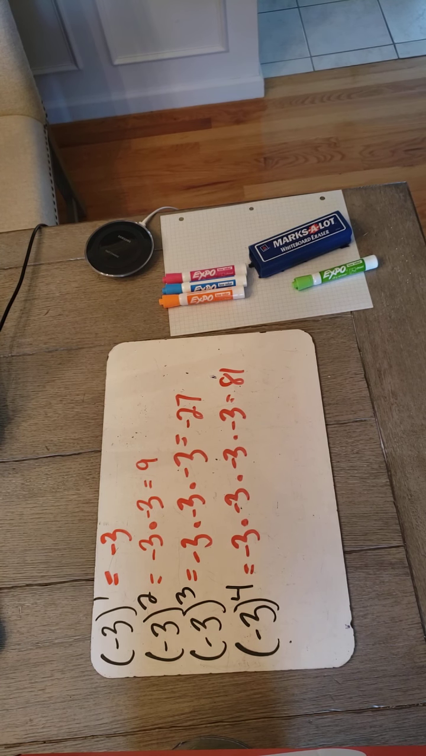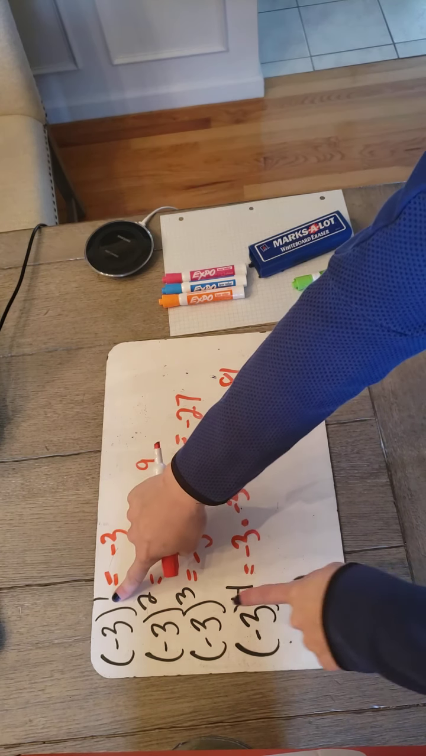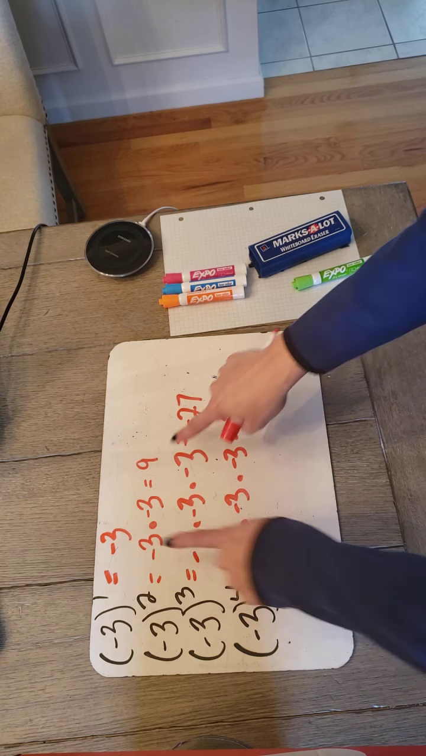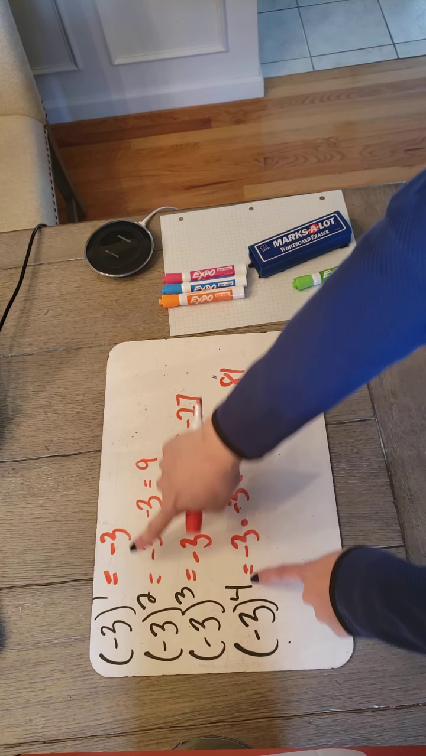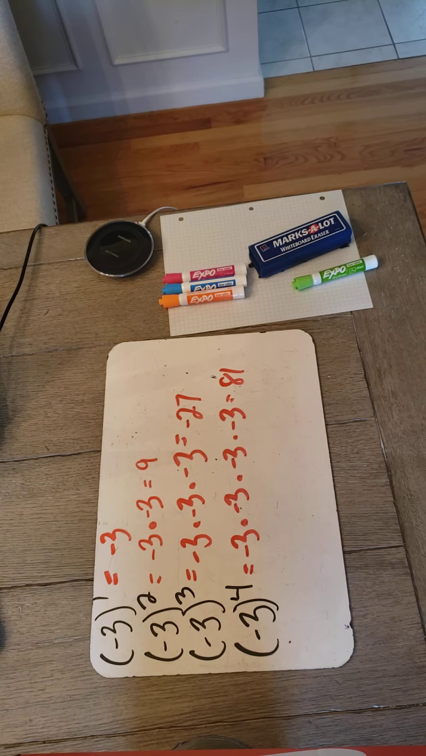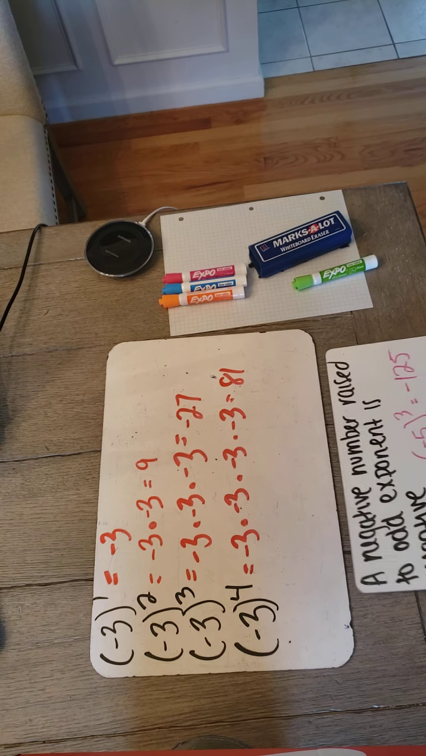So if you look here, there's a little pattern that emerges. If you look at your odd exponents, their answers are negative. If you look at your even exponents, your answers are positive. So here's a little trick.